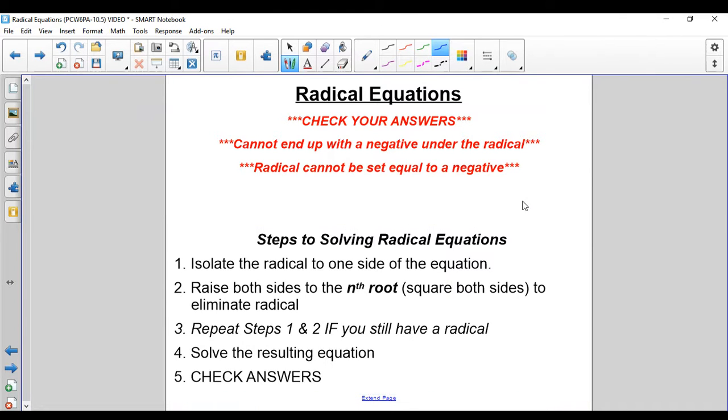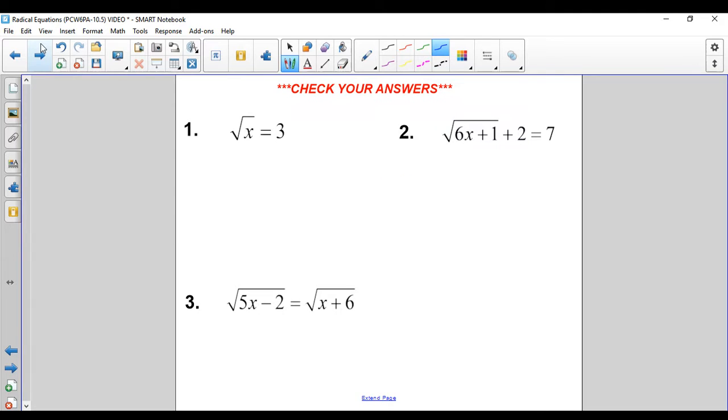If you have a radical left over, which we will in a couple of problems, repeat steps 1 and 2, and then jump to step 4. Solve the resulting equation, check your answers, obviously. So let's jump right into some a little bit easier ones to start us out.